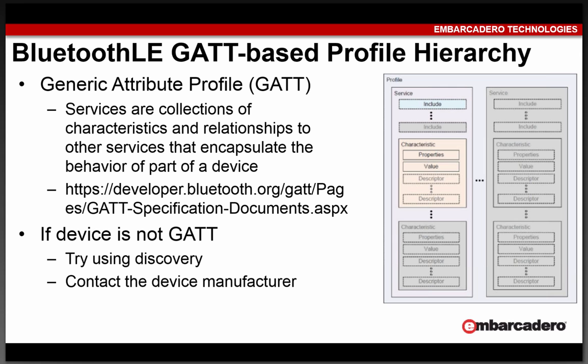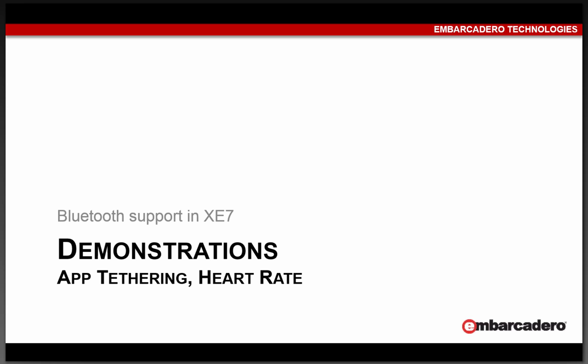Now, if a device is not GATT, then you can try using the discovery as part of the component. Otherwise, you'll need to contact the device manufacturer to find specific information about how to connect and program those devices. So I give you the link there, and there'll be some more links at the end of this skill sprint for finding out if the devices you're interested in have standard specifications or whether they have custom APIs that you'll need to work with. Let's look at two demonstrations that use Bluetooth support in XE7.